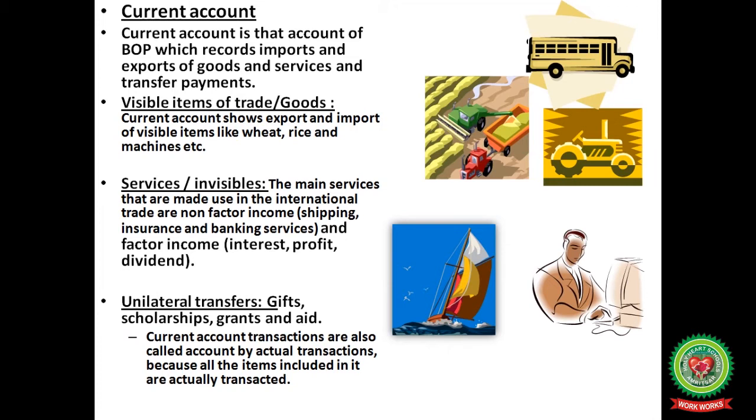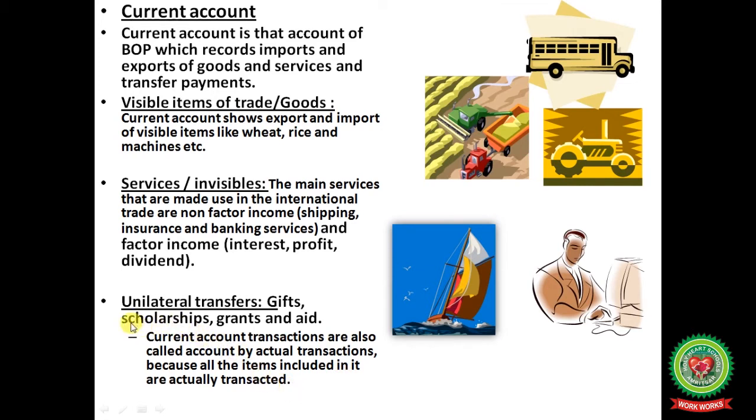Under the services or invisible items, the main services used in international trade are non-factor income like shipping, insurance and banking services, and factor income like interest, profit and dividends. Unilateral transfers include gifts, scholarships, grants and aid. Current account transactions are also called account by actual transactions because all the items included in it are actually transacted.